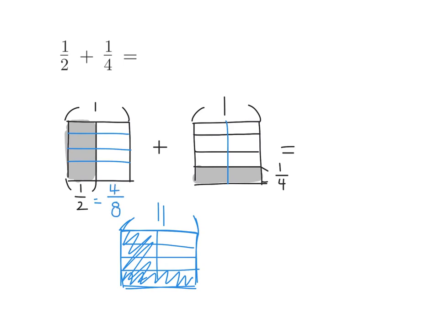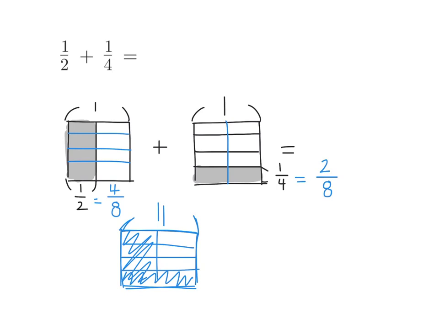4. Let's take a look at the 1/4. How many sections are there altogether now in that one whole rectangle? 8. Still 8, right? Let's take a look. 1, 2, 3, 4, 5, 6, 7, 8. Do you guys see that? So that means that my new denominator is 8. How many of those 8 sections are shaded in? 2.